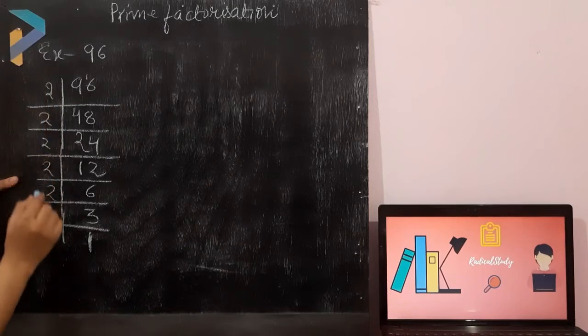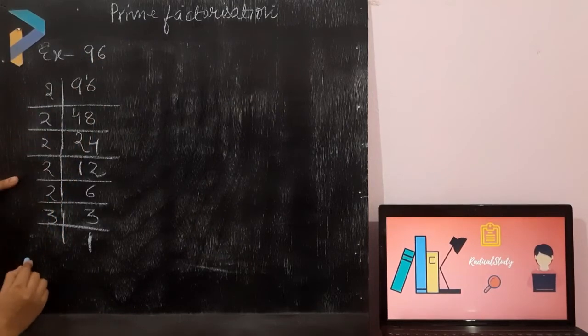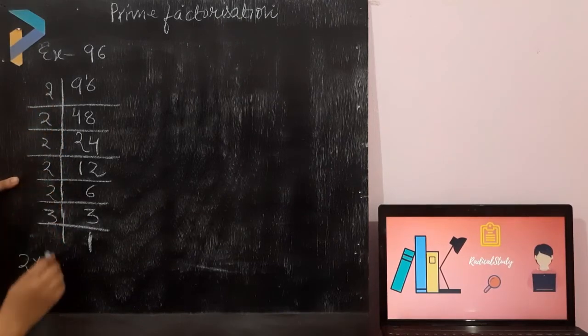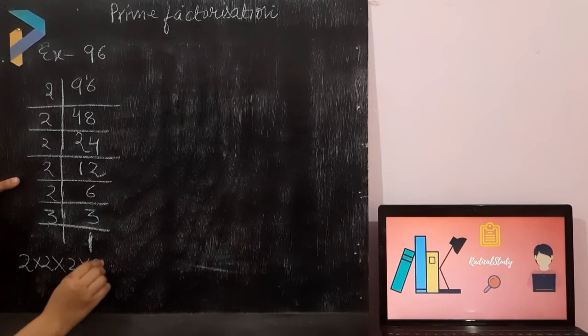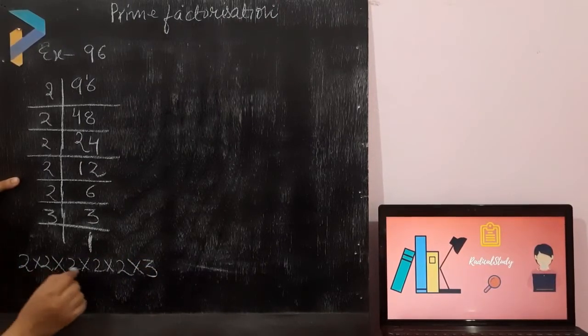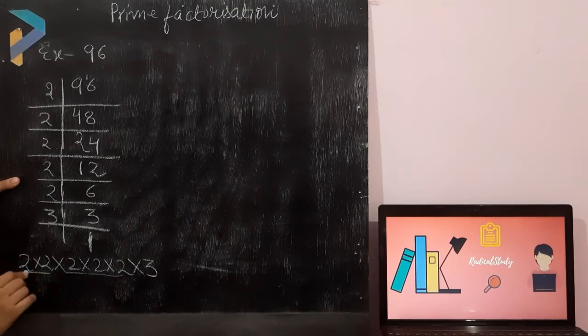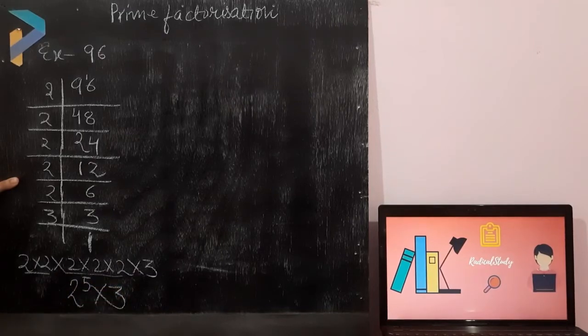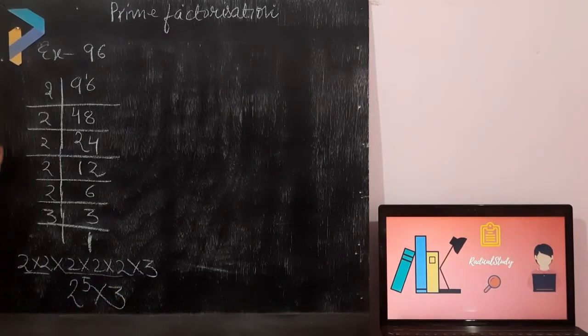Now what will be the prime factorization of 96? It will be written like this, 2 multiplied by 2. How many times is 2 there? 1, 2, 3, 4, 5. Right? 2 multiplied by 2 multiplied by 2 multiplied by 2 multiplied by 2 multiplied by 3. So 2 is written 5 times. So can we write it like this, 2 to the power of 5 multiplied by 3? So this is the prime factorization of 96.